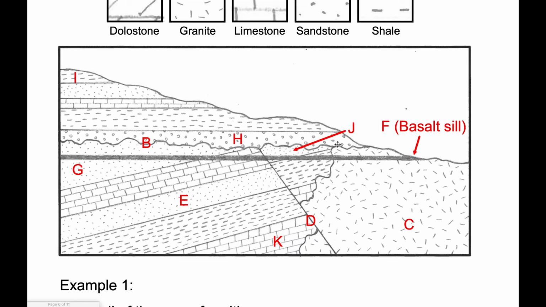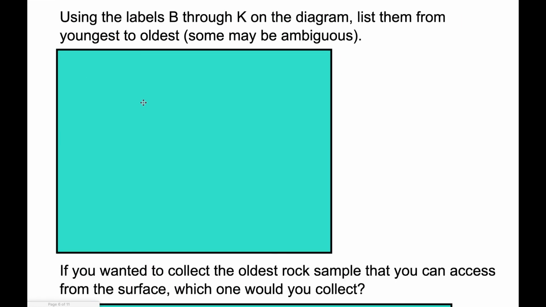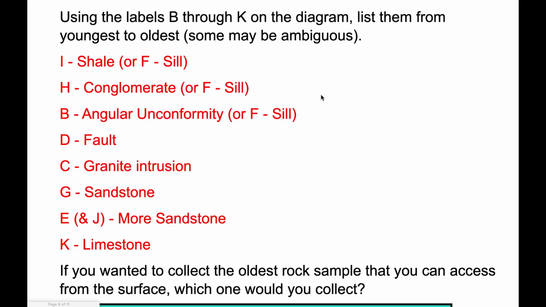After some erosion happened, we had all of these horizontal layers of rock laid down. So layer H, the sandstone, the shale, the limestone, more sandstone, and finally layer I, which is our youngest layer. So here's the answer. Notice how, from the oldest to the youngest, there is some uncertainty about when exactly that sill was formed, because really it could have been formed at a couple different points in time.